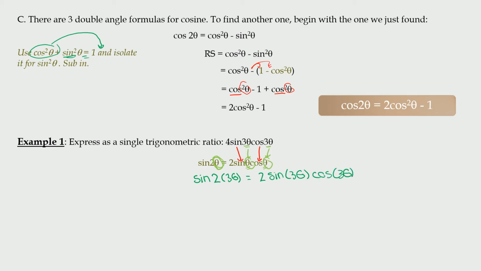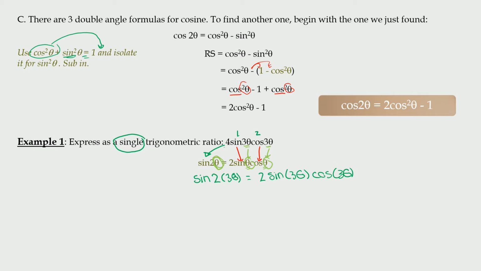Remember what the original question was, expressed as a single trigonometric ratio. So I took this one that has sine and cos, and I went and looked for something I already have from today that has a sine and cos, but has it equal to a single trig ratio, like this one here. So that's why I'm using this formula. So first thing I'm doing is just getting the angles right.